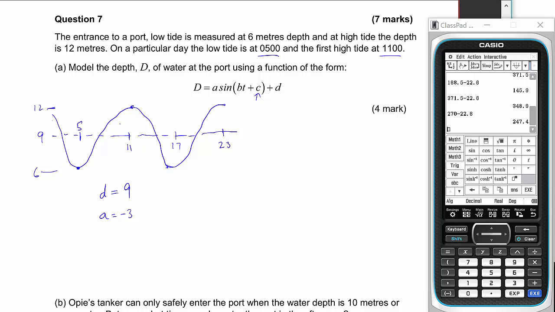Now the period of this function is 12. So what we must have when t is 12, 12b must be equal to 2 pi, which gives us that b is equal to pi by 6.